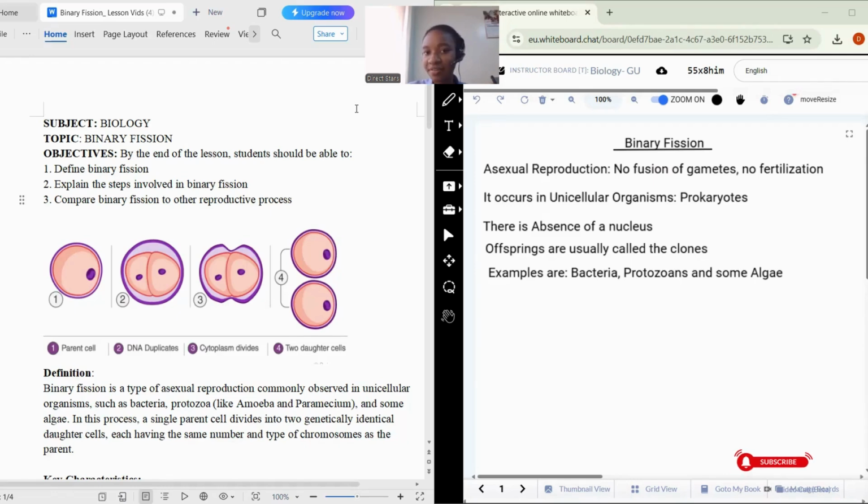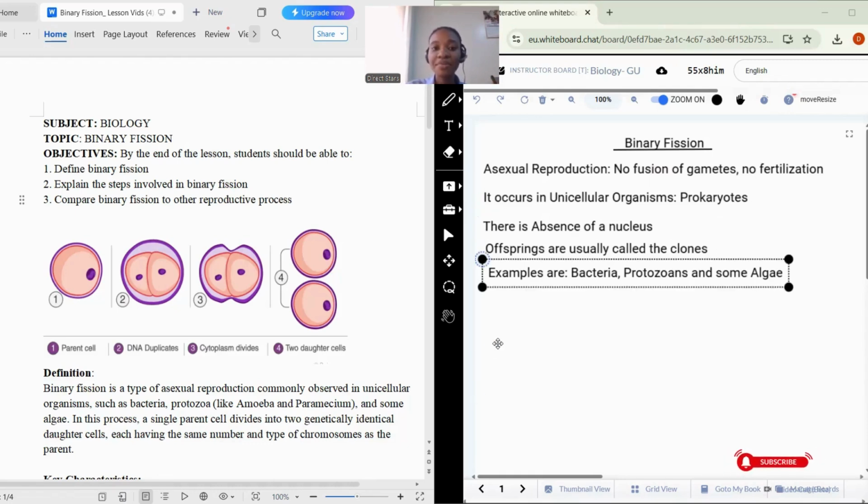So what is binary fission? Binary fission is a form of cell division. It is actually a form of asexual reproduction, which has to do with the division of cells. I'm sure you've heard about meiosis, you've heard about mitosis. Yeah, these are other forms of cell division, but they are totally different from binary fission. Binary fission has to do with prokaryotes.